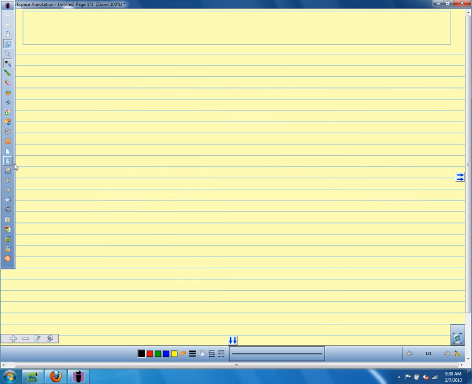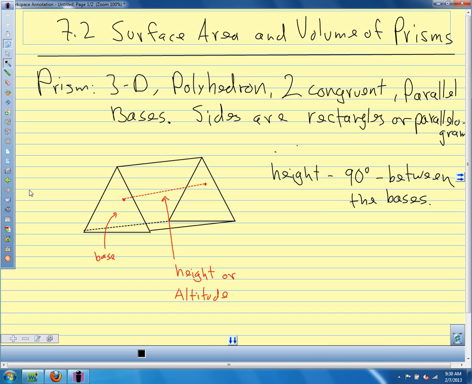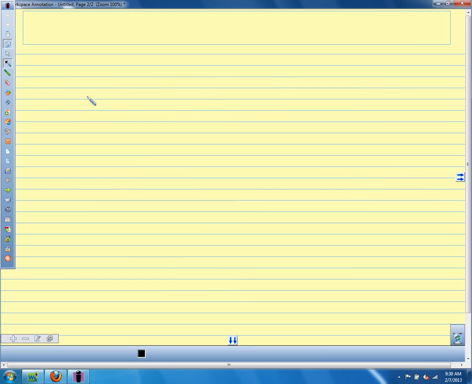All right. So now we're ready for our formula. Before we go on, does anybody have any questions about the height of a prism? We're going at a 90-degree angle between the two bases, and that's how we measure our height. Okay, so our surface area. The surface area of a right prism.